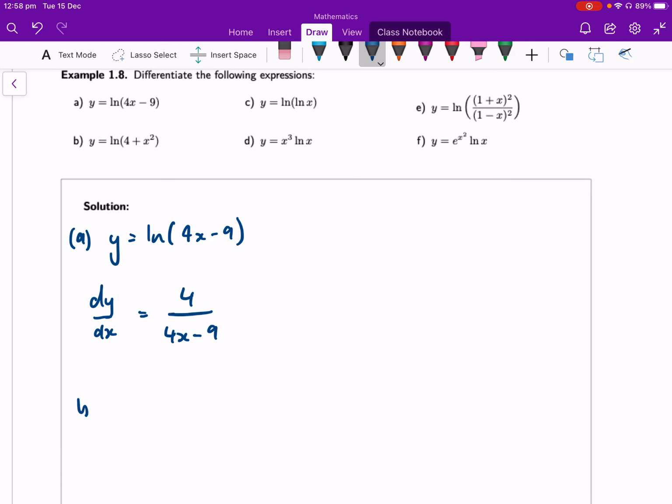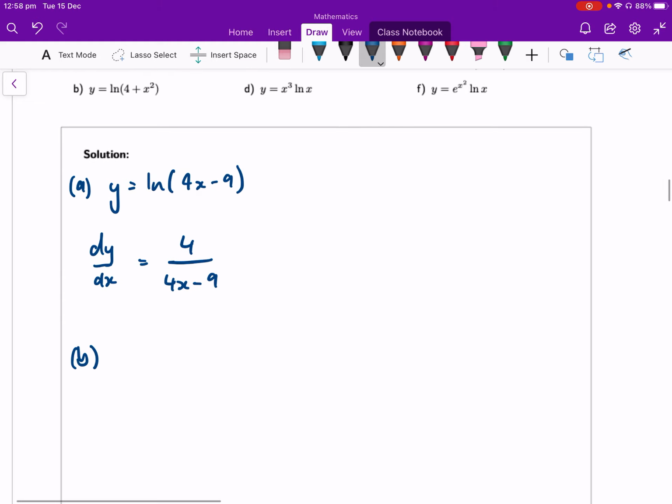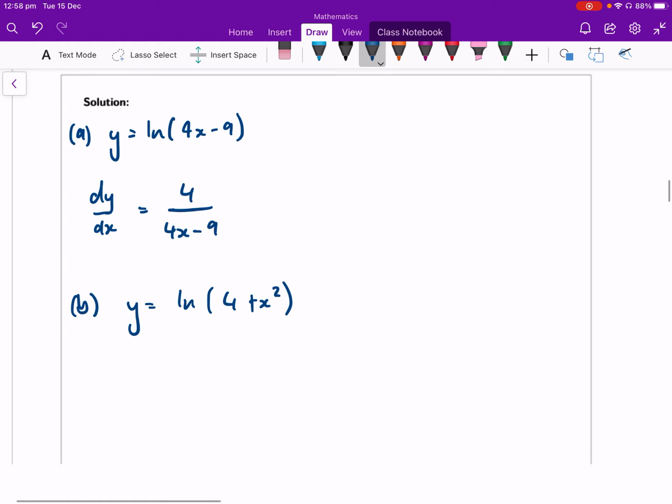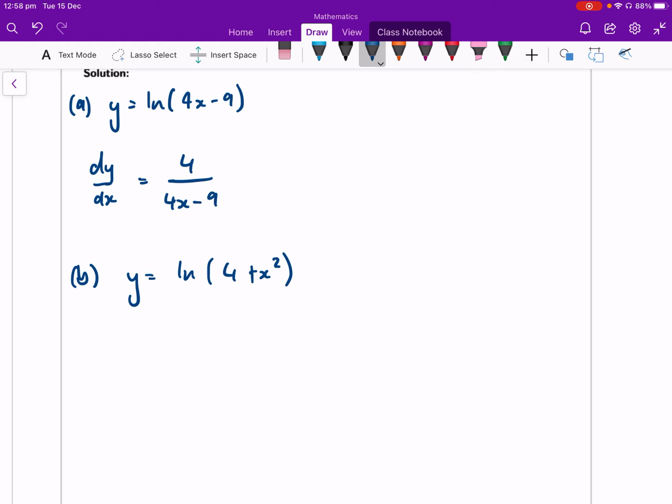In question B, we're going to approach it very similarly. We're going to have y is equal to ln(4 + x²). Okay, so if I was to derive that function, I would have 2x as the numerator, because that's the derivative of that, over 4 + x². Okay, so that's the first two done.